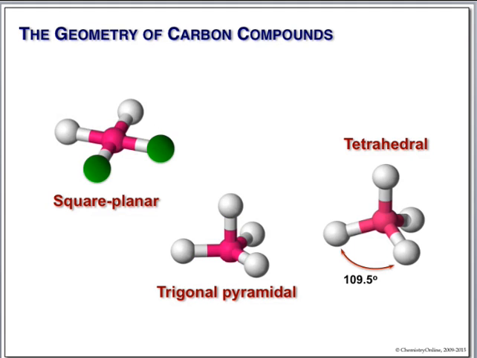Okay, so we would expect at least 2 isomers here. If we had trigonal pyramidal, we could put 1 axial, 1 equatorial, or we could put 2 equatorial. So again, 2 isomers.